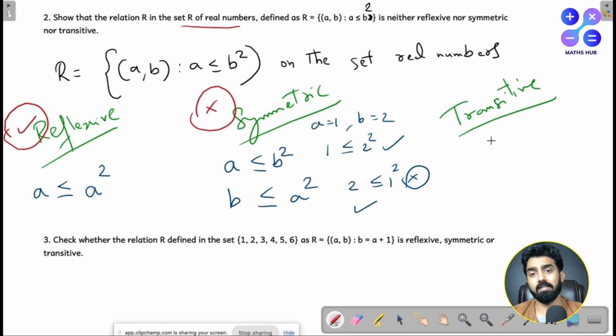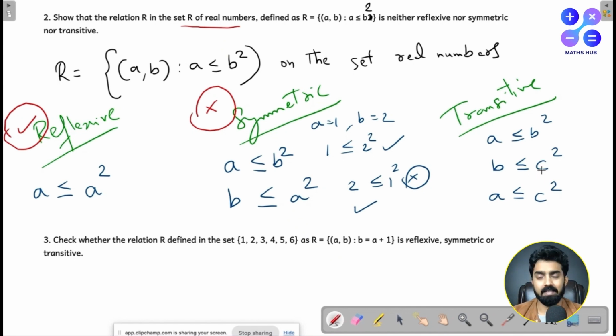So is it transitive? If a is less than or equal to b squared and b is less than or equal to c squared, does it mean a is less than or equal to c squared? Not necessarily. Let's say a is 2, b is minus 2, and c is 1. So a would be less than or equal to b squared, which is 4. But b will be less than or equal to c squared, which is 1.